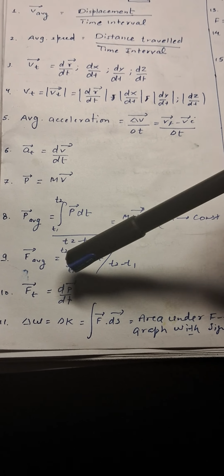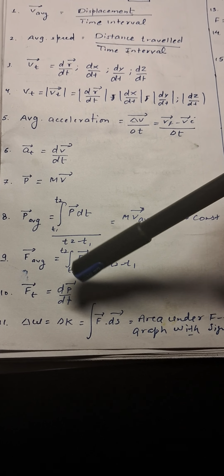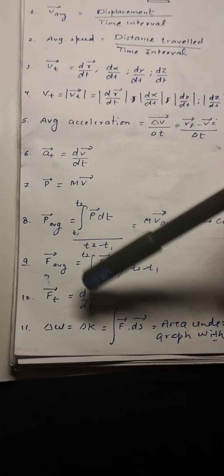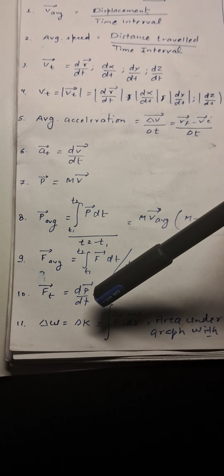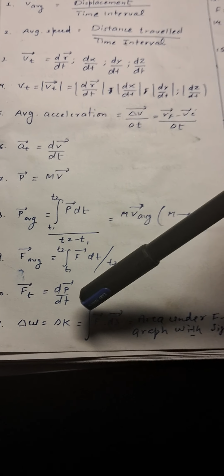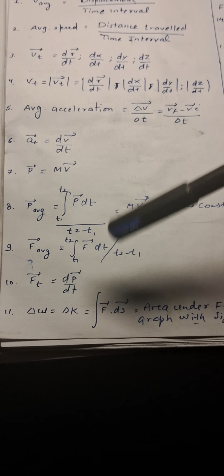Next, if we define average force, average force is the integration of F dt from t1 to t2 divided by t2 minus t1. This is how we can define average force. Next is instantaneous force, which is dp by dt, the rate of change of linear momentum of a body is the instantaneous force acting on it. This is how we can define these terms.